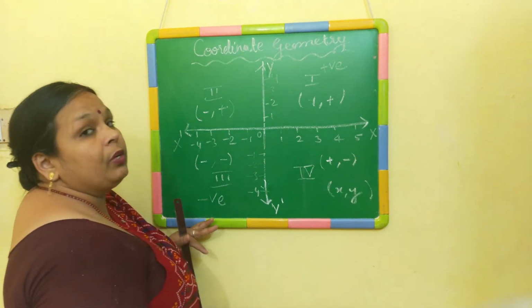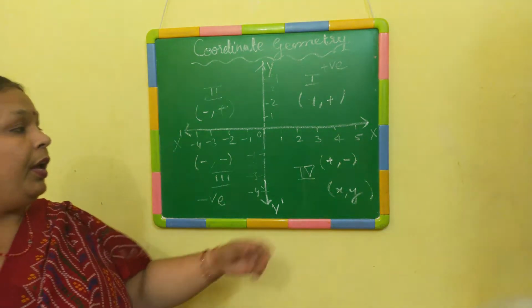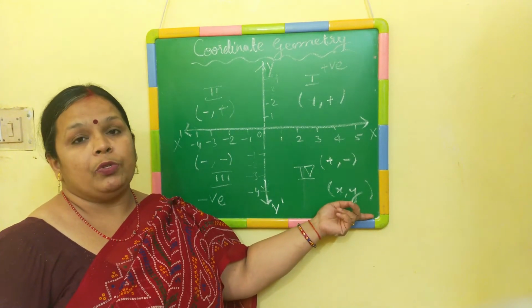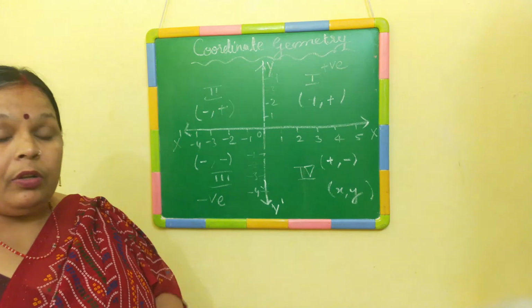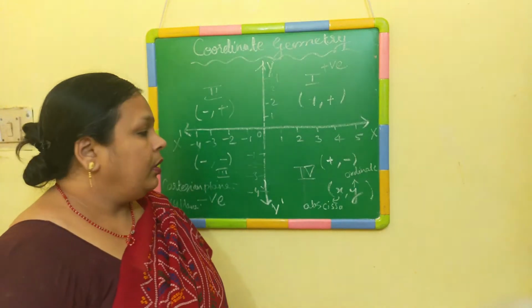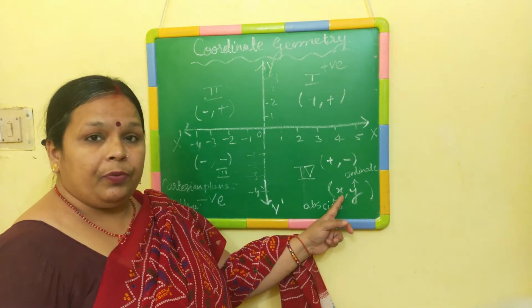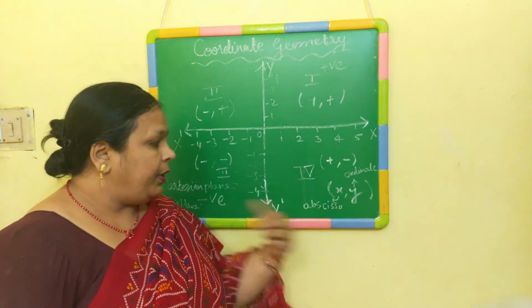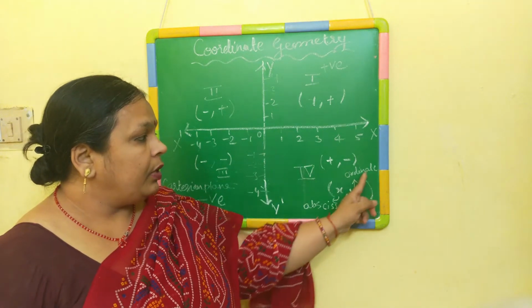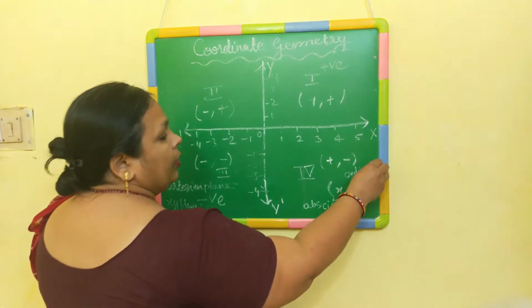Remember, whenever we are talking of an ordered pair, x will have the first position and y will have the second position. Let's see this in some detail. The first element x in the ordered pair is called the abscissa and the second element y is called the ordinate. Clear?